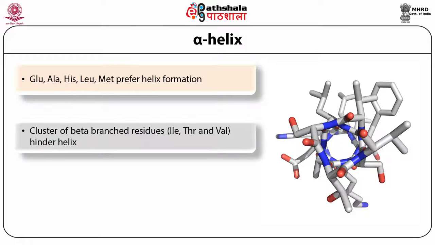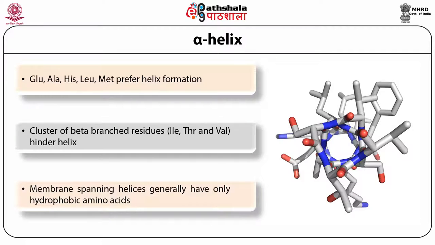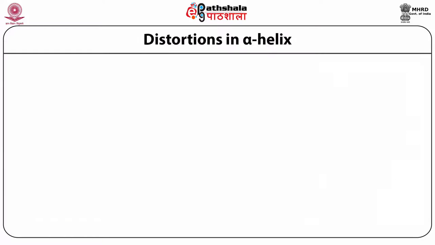Specifically, the cluster of beta branch residues, for example isoleucine, threonine and valine, hinder the helix formation. And if you have a glycine in between, it also breaks the helical structures. The membrane spanning helices generally have only hydrophobic amino acids. Alpha helices are not exactly cylindrical all the time.